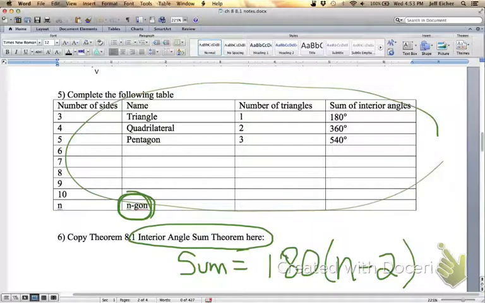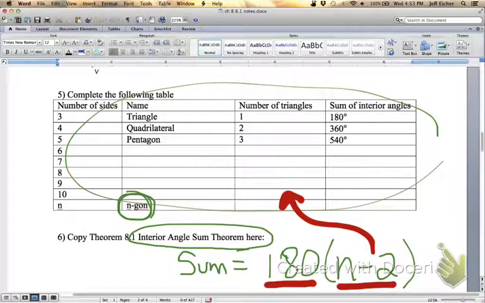So in this formula, the 180 is from that idea that we were developing about triangles. The n minus 2 is the number of triangles that you have for each given shape. So if you have a shape with n sides, you can make n minus 2 triangles over it. Multiply by 180 and you get the sum of all the interior measures.